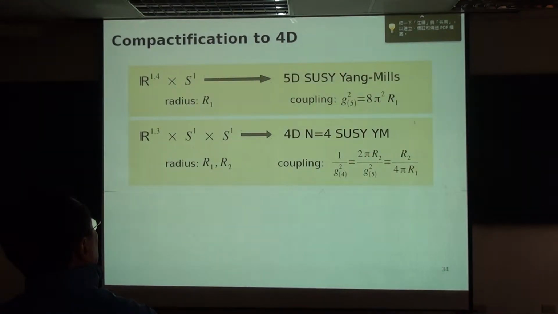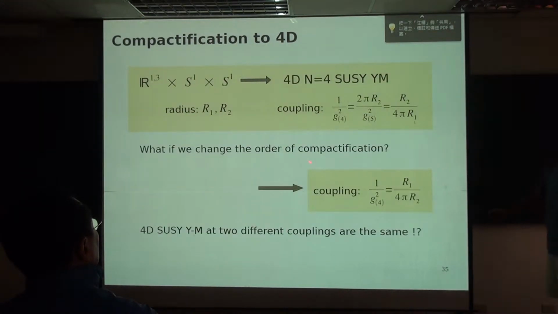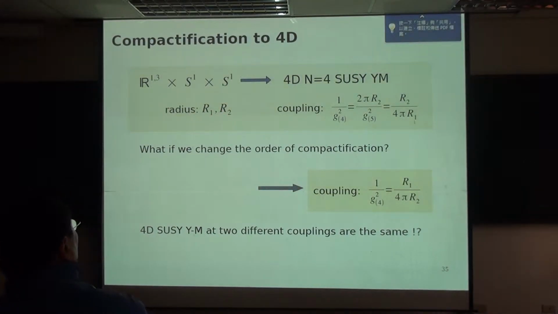Then the natural question will be, what happens if we change the order of compactification? So in the previous experiment, we compactified first on R1 and then R2. If we change the order, then we get the same 4D super Yang-Mills theory, but a different value of the coupling.